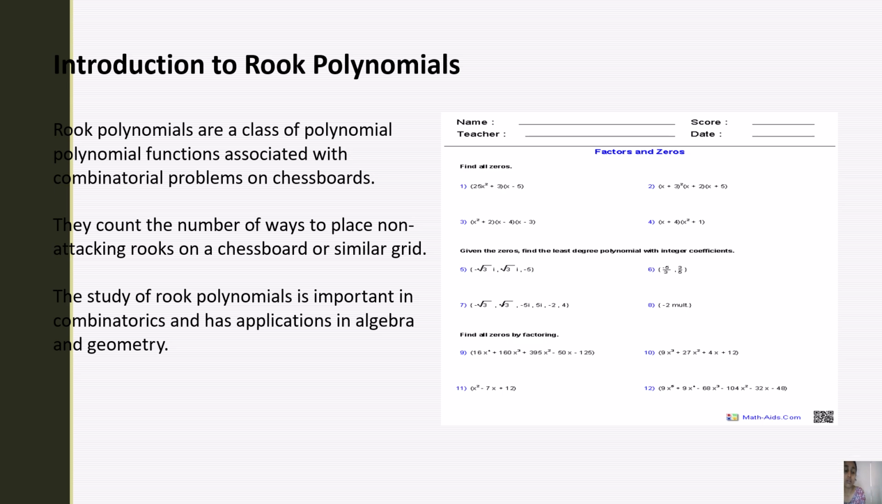They count the number of ways to place non-attacking rooks on the chessboard or similar grid. The study of Rook polynomial is important and has applications in algebra and geometry.